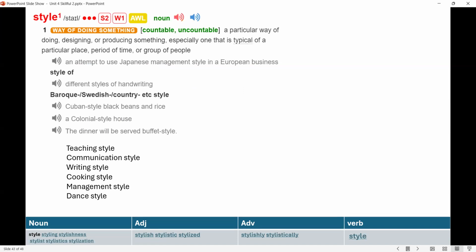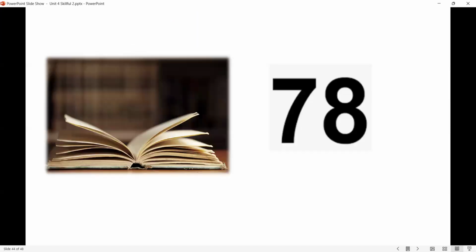Style. Style means a way of doing something, a particular way of doing, designing, or producing something, especially one that is typical of a particular place, period of time, or group of people. You can talk about style of, different styles of handwriting. Or you can talk about teaching style, communication style, writing style, cooking style, or management style, dance style. Page 78.